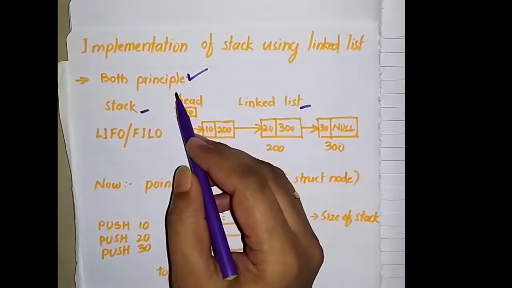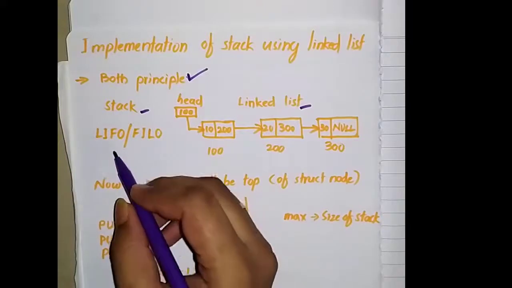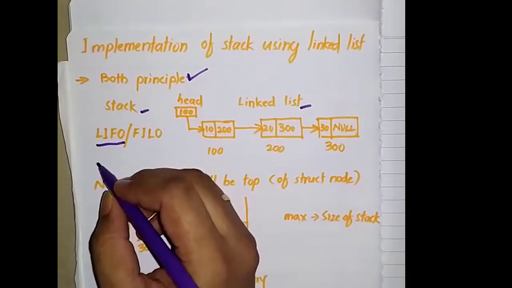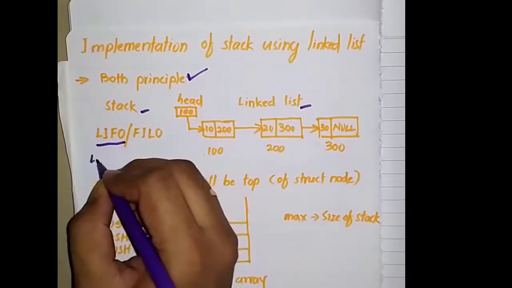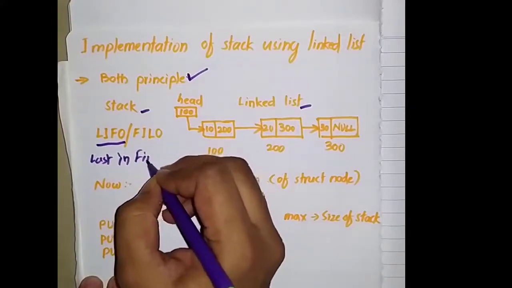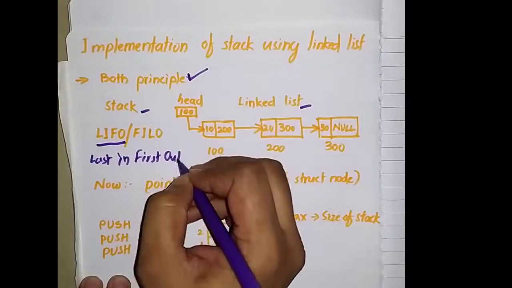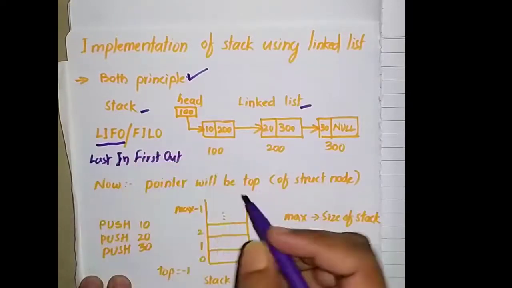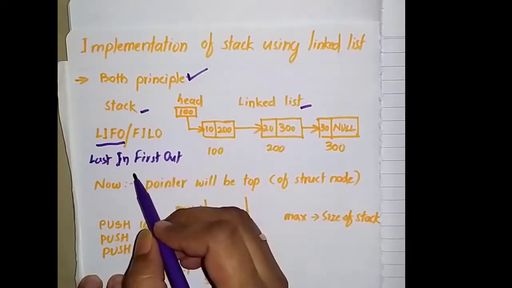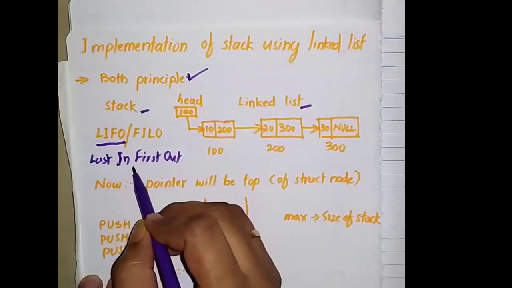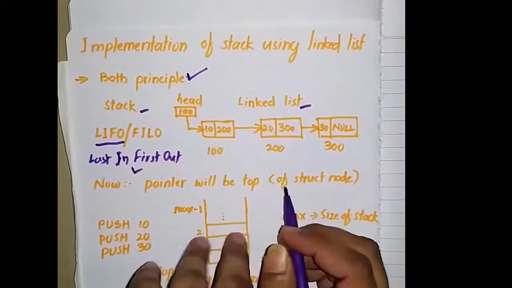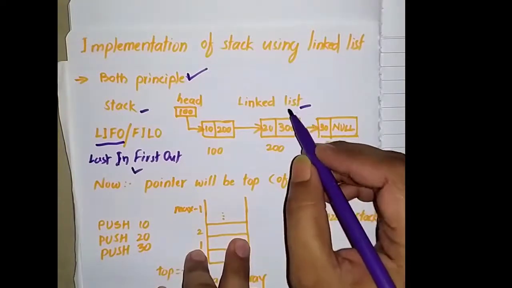Okay, so what is the principal operation of stack? We know that the stack operates on LIFO principle, that is last in first out. So similarly, we can also say first in last out. So this is the basic principle of stack operation, which we need to consider while implementing the stack using linked list. And also we have seen in the previous unit about the linked list.